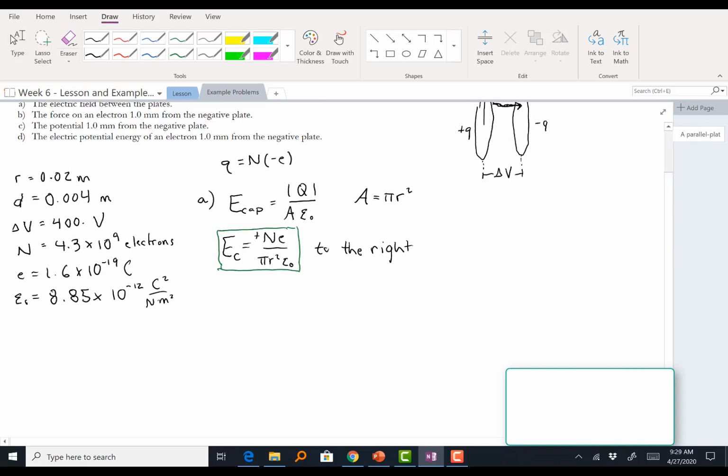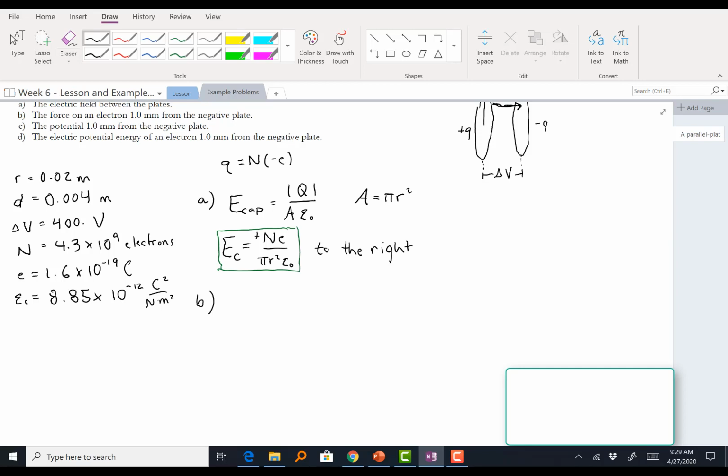Okay. Part B is looking at the force on an electron 1 millimeter from the negative plate. Again, the electric field does not depend on the distance from the plates that you are. There is no x or y or d term in this electric field equation. And so the force would be the same on an electron no matter where you were between these two plates. So I could have said 1 millimeter, 2, 3, 7, nope, 4.2, nope, 3.2, whatever I want, and I would still get the same answer, okay?